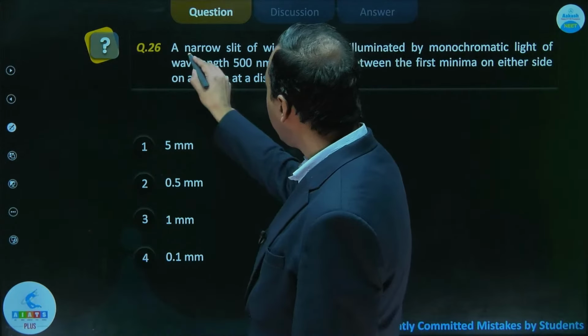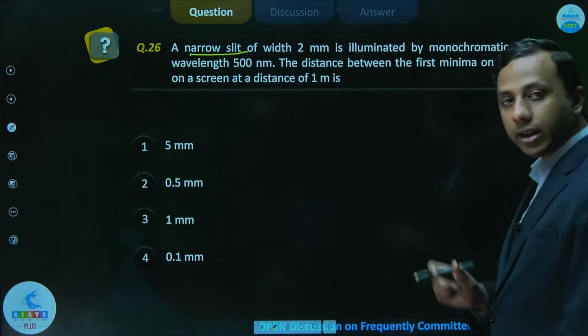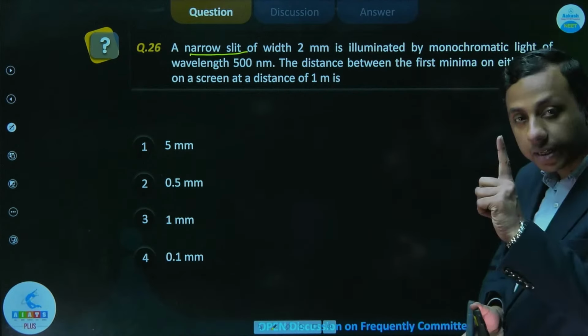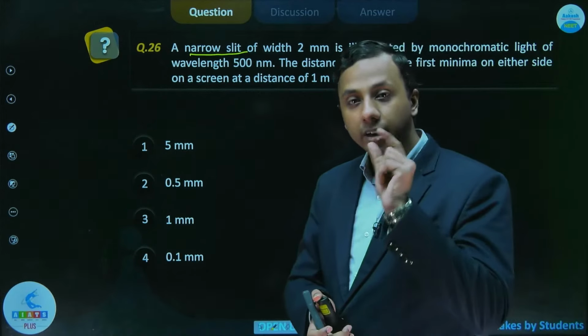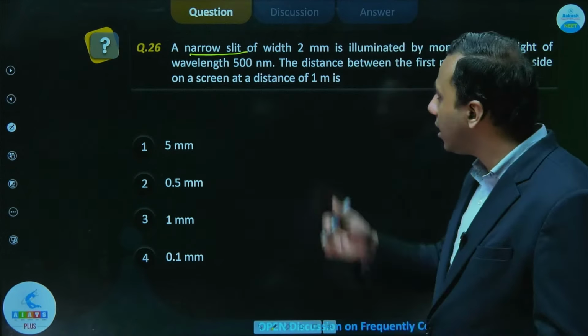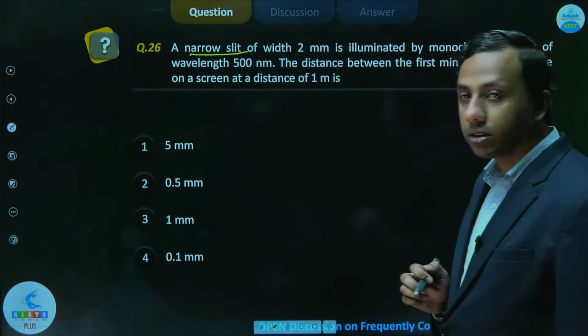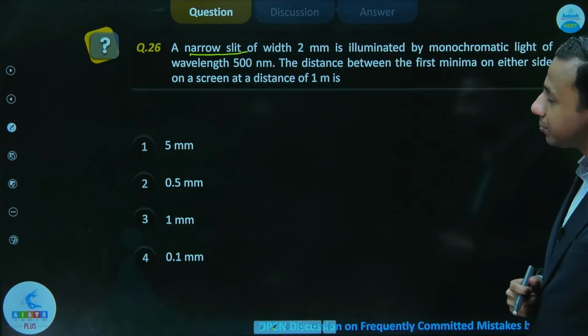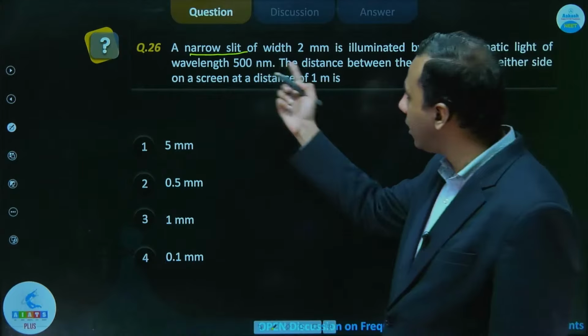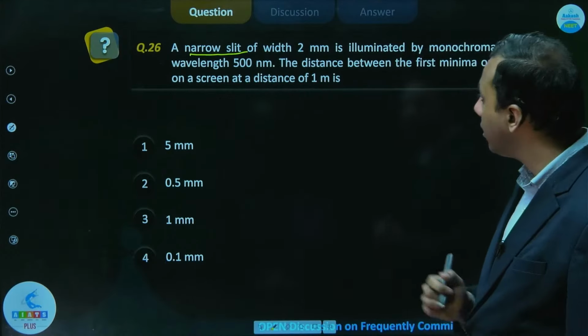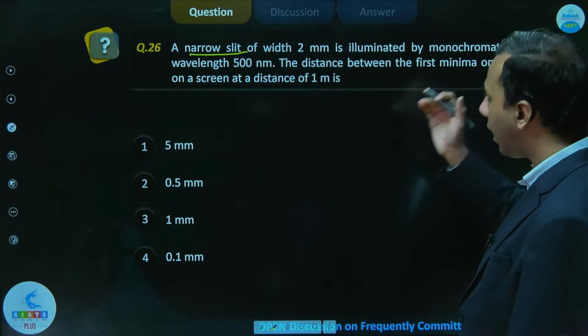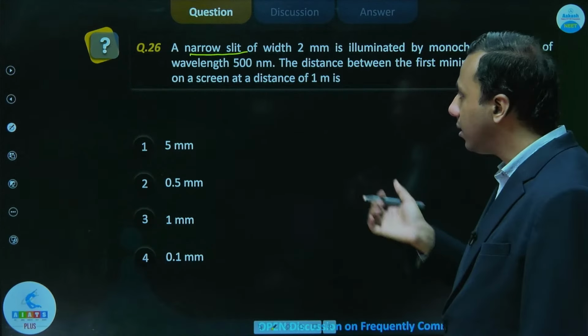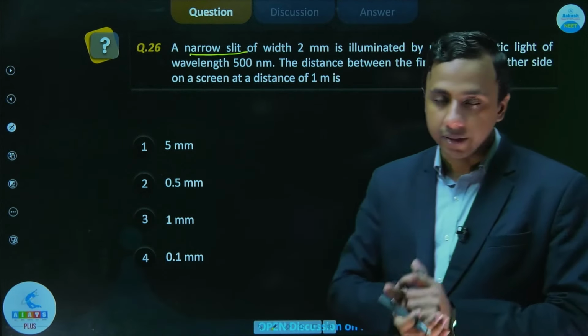It says a narrow slit. A narrow slit, that is, they are talking about a single slit, meaning diffraction. A narrow slit of width 2 millimeter is illuminated by monochromatic light of wavelength 500 nanometer. The distance between the first minima on either side on a screen at a distance of 1 meter is.